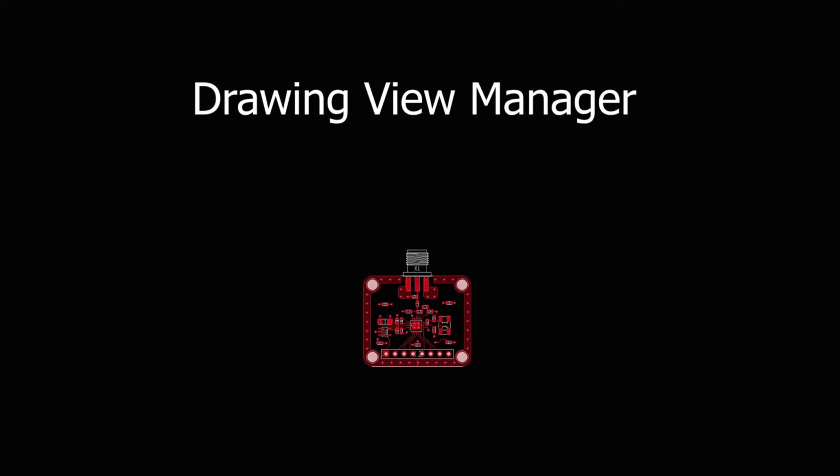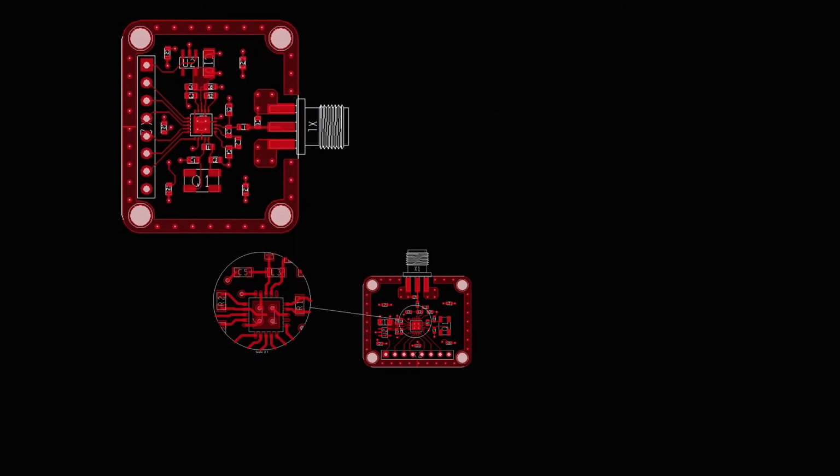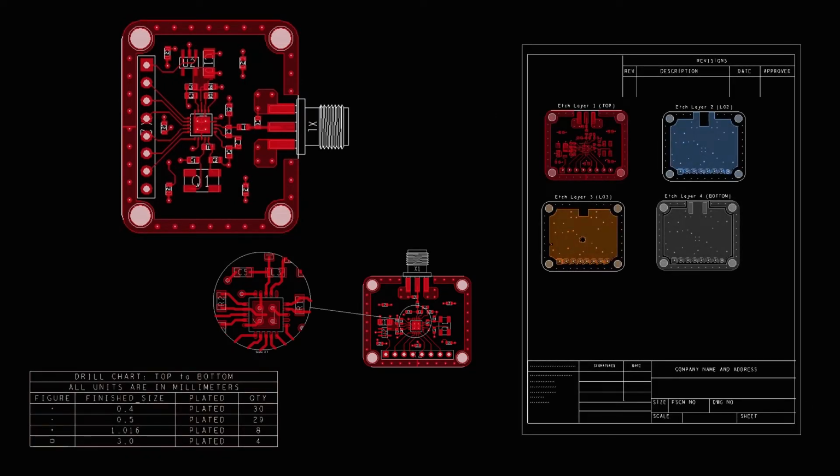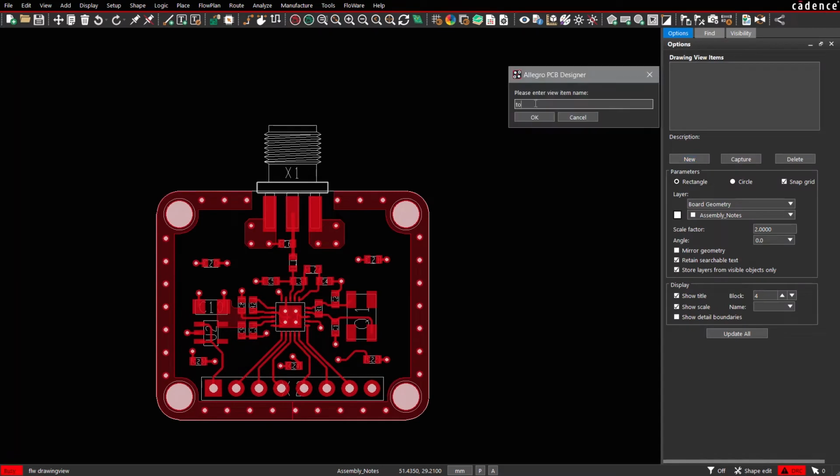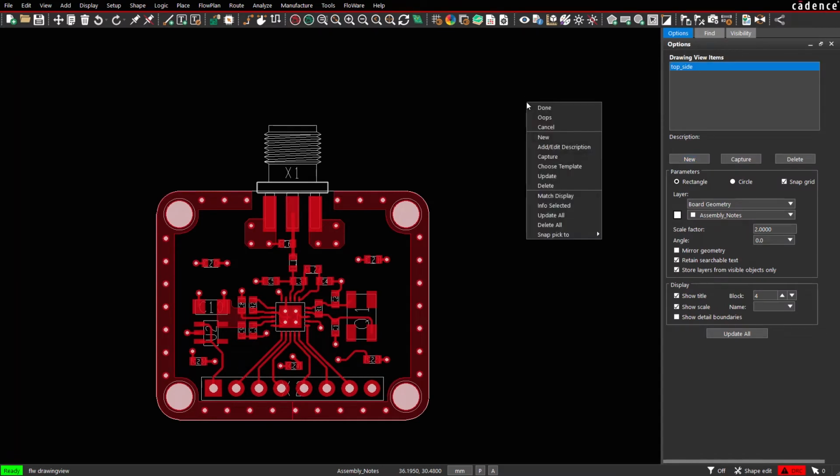When you release a design to manufacturing, additional documentation for manufacturing, assembly or testing is required. These drawing details here need to be configured and are often a scaled-up view of a particular area. Drawing View Manager allows you to define drawing view items.